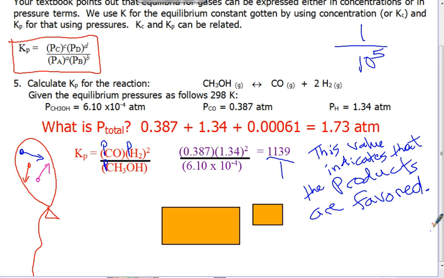Here's a reaction. They've got methanol decomposing into carbon monoxide and hydrogen. I set up the expression. K for pressure would be the... I forgot to type the P's in there. Please excuse me. Pressure of CO, pressure of H2 squared, pressure of methanol. It's not uncommon for them to just say, hey, set up the expression. Then go on to question B.